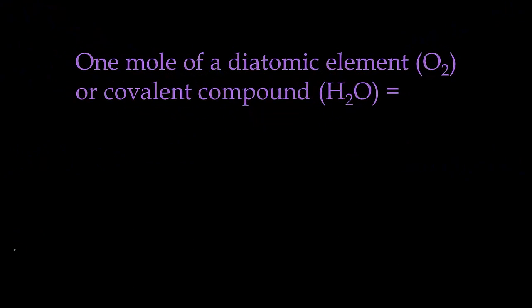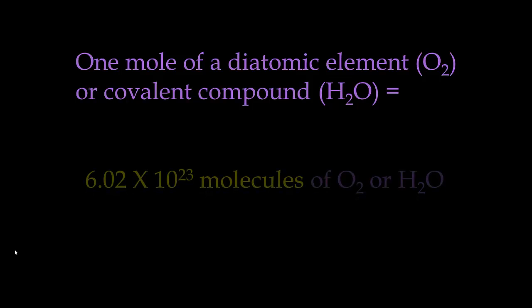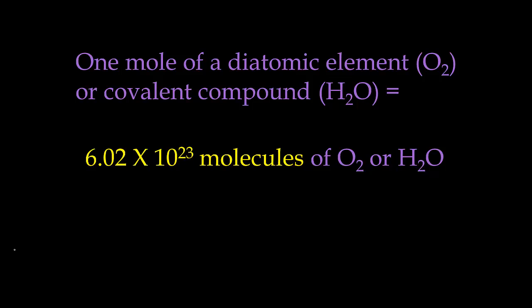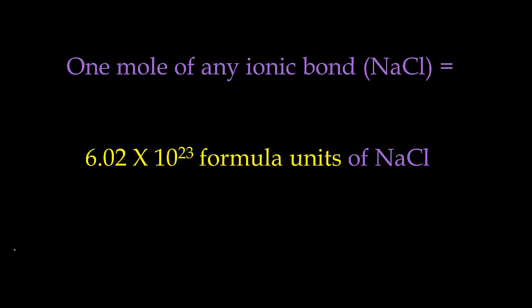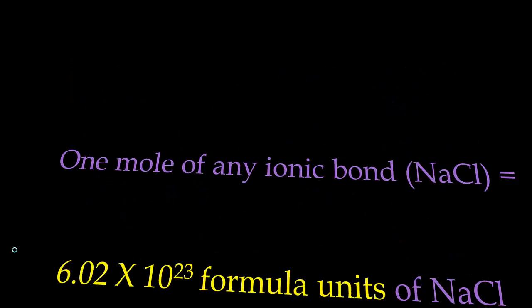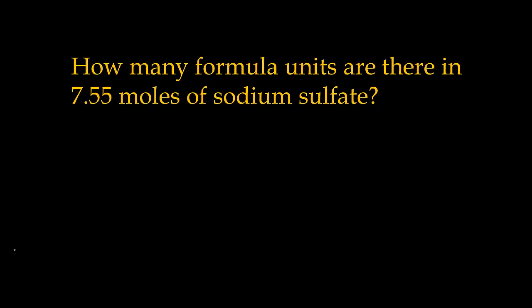Now 1 mole of a diatomic element, O2, or a covalent compound, H2O, is equal to 6.02 times 10 to the 23rd molecules of oxygen or water. 1 mole of any ionic bond, for example, NaCl, sodium chloride, is equal to 6.02 times 10 to the 23rd formula units of NaCl, or sodium chloride. So now we're going to do some problems on calculating formula units, atoms, and molecules.